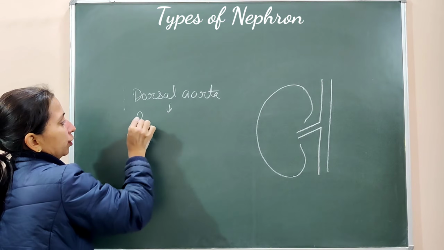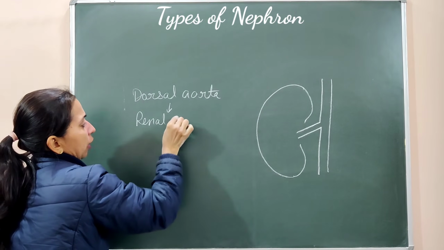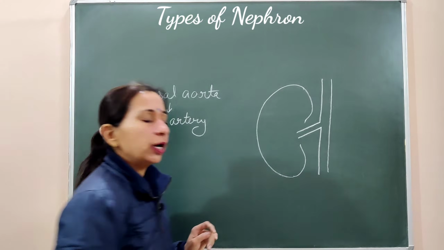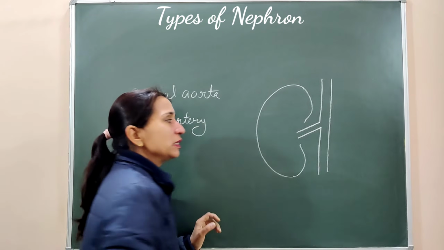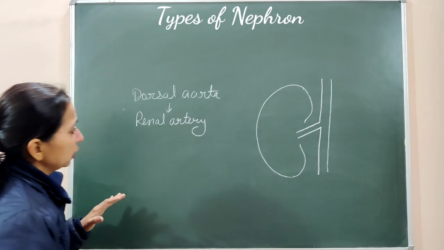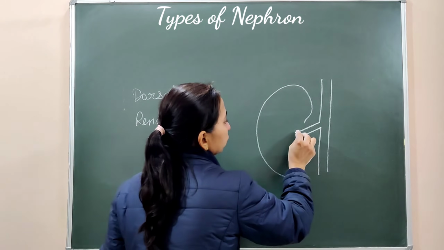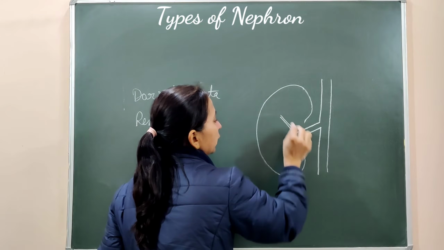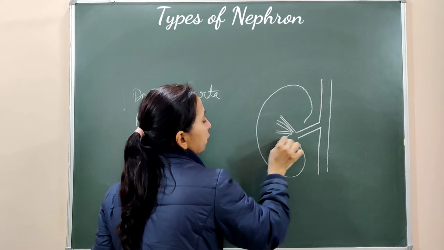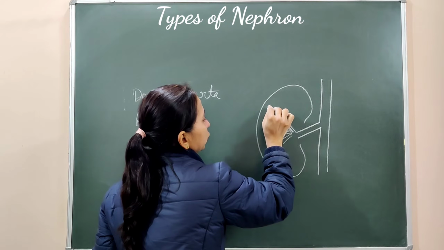It's dividing into the renal artery. This renal artery is entering inside the kidney carrying oxygenated blood. When this renal artery comes inside the kidney, it further divides. It will divide again, and then it enters into the Bowman's capsule. The renal artery divides and finally enters into the Bowman's capsule.